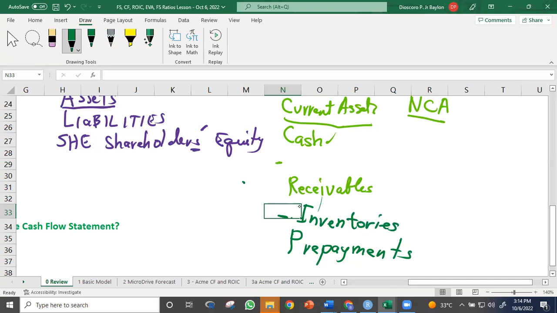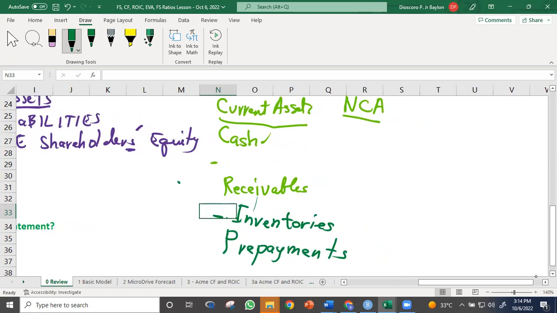Okay. By the way, I hope you have learned in your accounting that office supplies, ano ba siya? Prepayment siya or inventories? Office supplies. Can anyone answer that? Ang office supplies ba, inventory siya or prepayments?